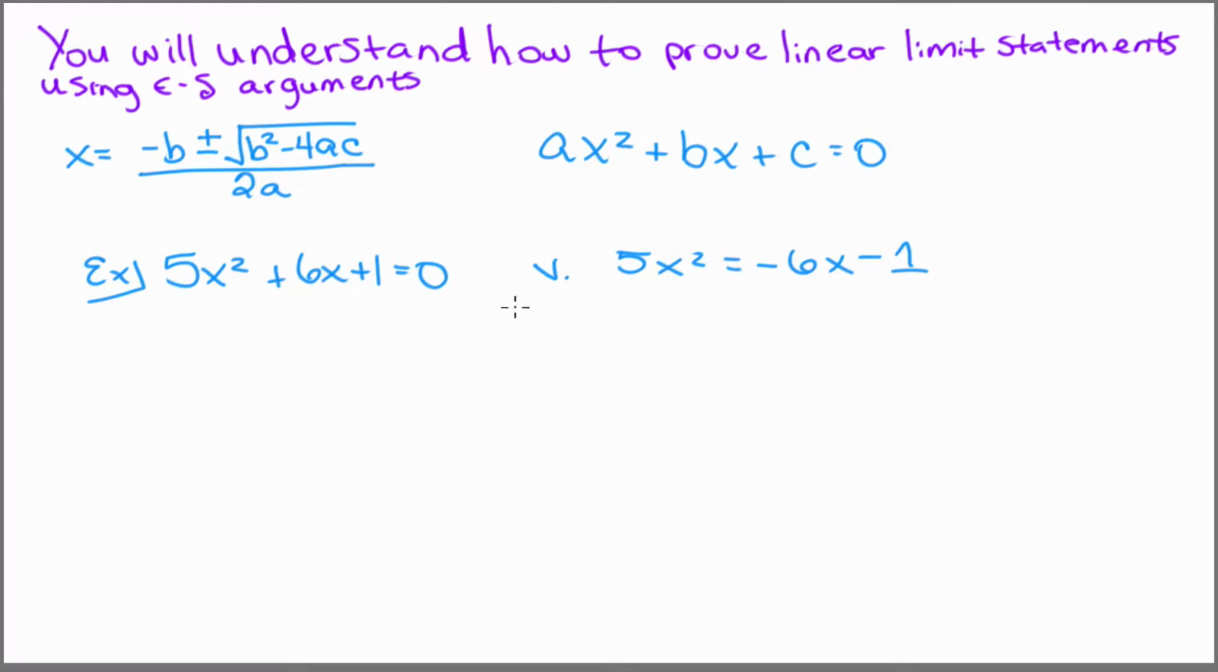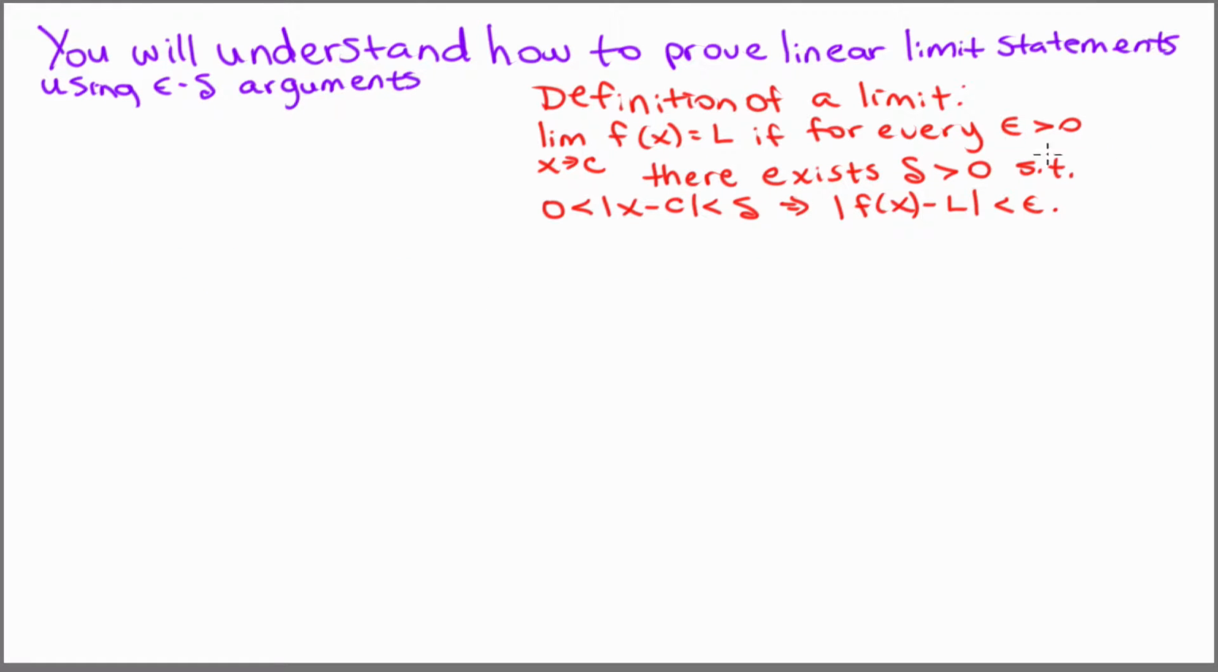The same applies for epsilon delta arguments. Here's the definition of a limit. The limit of f of x, some function, as x approaches c equals L if for every epsilon greater than 0, there exists delta greater than 0, such that when the distance between x and c is between 0 and delta, the distance between f of x and L is less than epsilon.